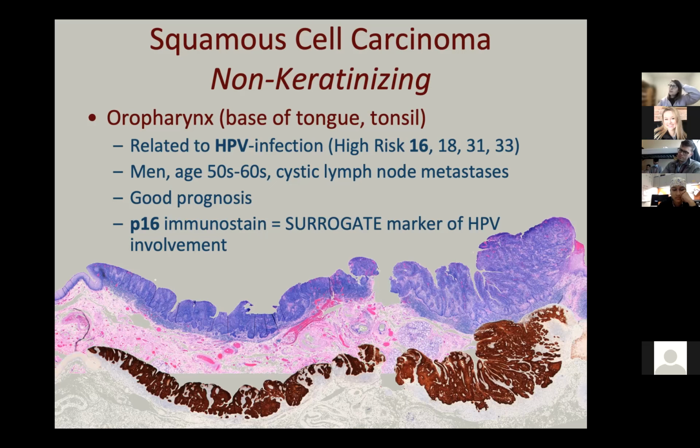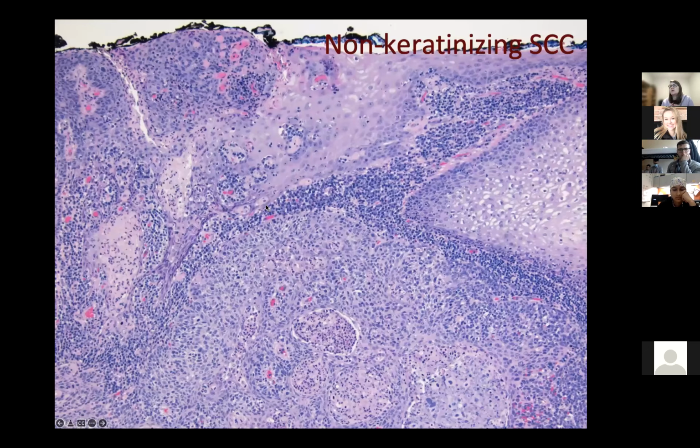They often, as you know, present with these cystic lymph node metastases, and then the primary is subsequently found. But if this all pans out, these patients generally have a good prognosis, unless they have some other confounding factor like smoking or other high-risk behaviors. So this is a non-keratinizing HPV-associated carcinoma.